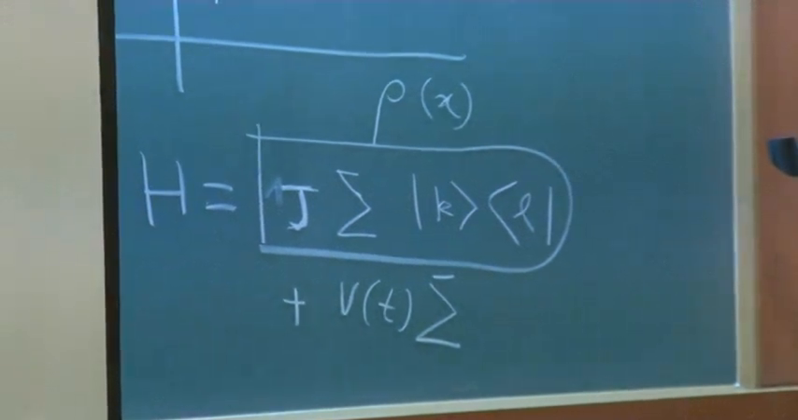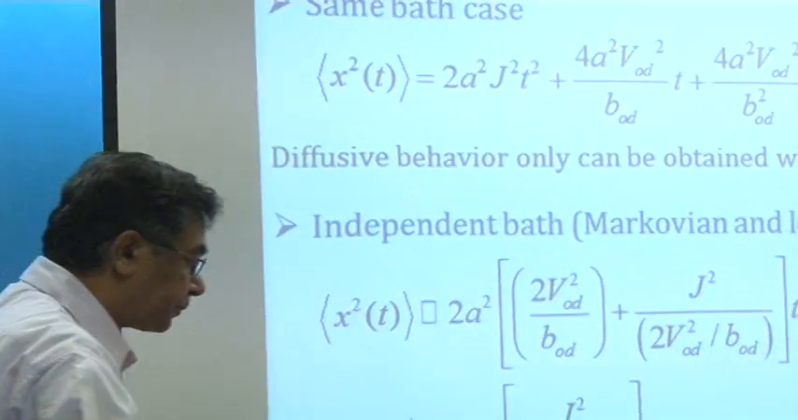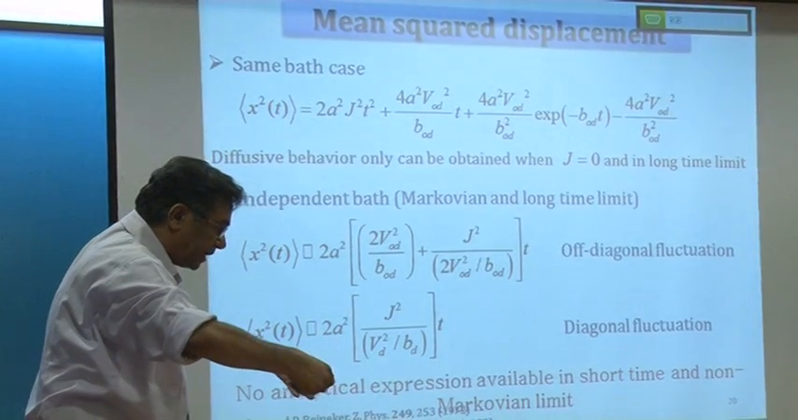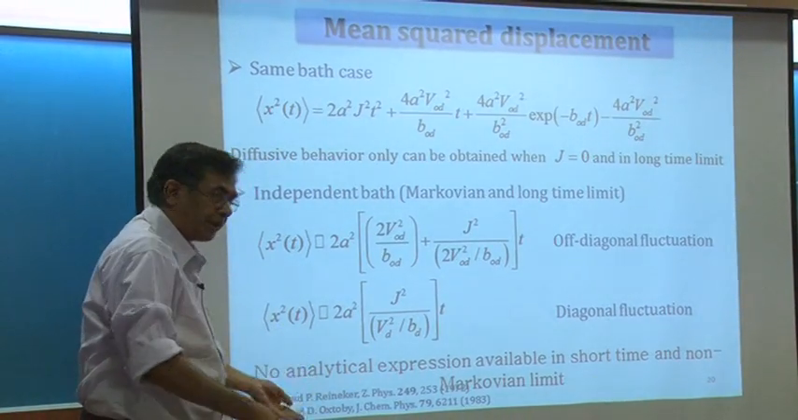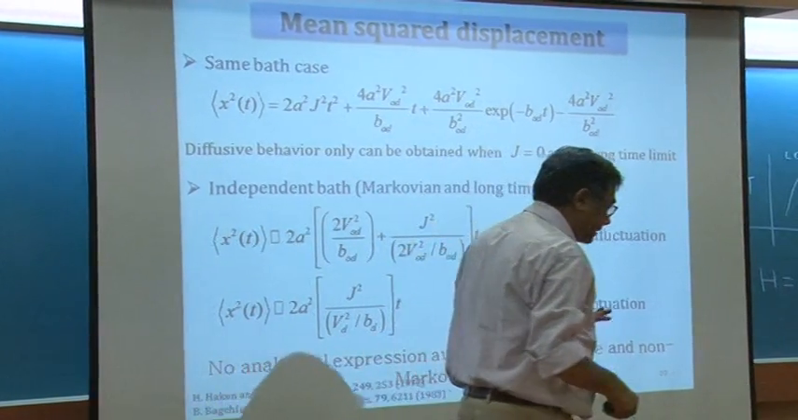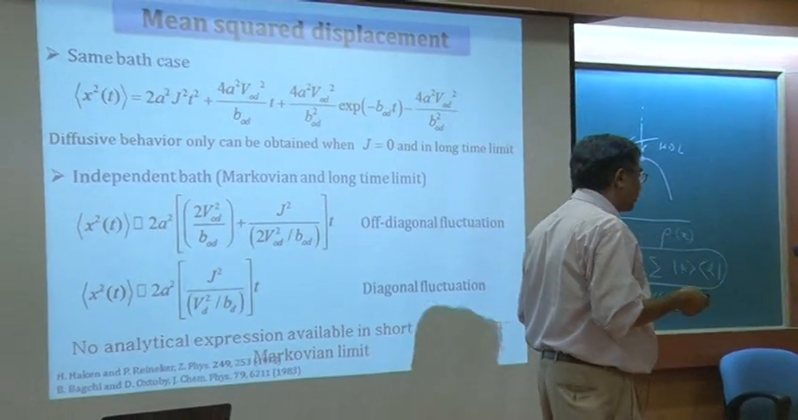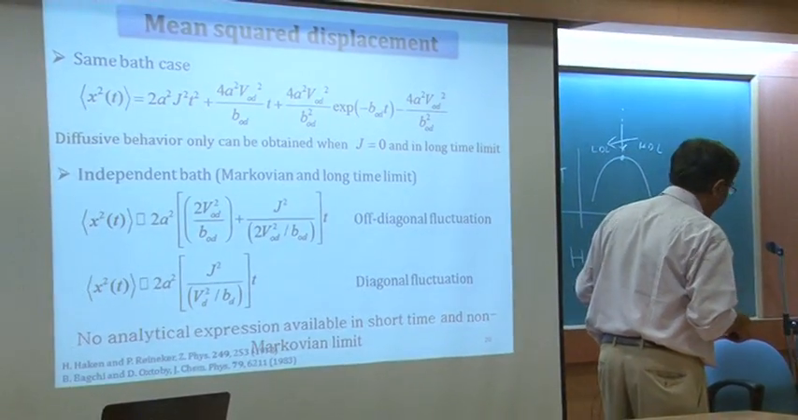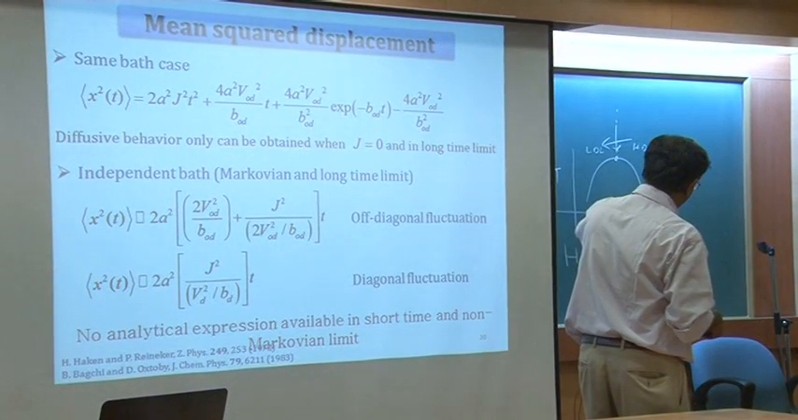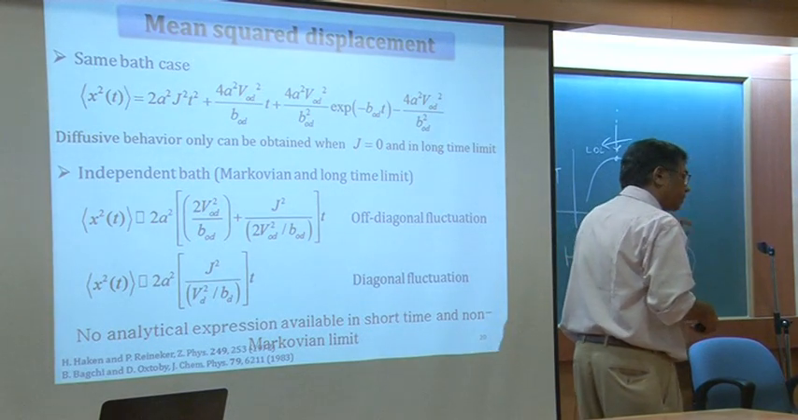look at the following thing. Your same bath means all the V_j, they are up and down together. This is an extreme, unrealistic case, but in a model. Independent bath, each of them is different. The real story is in between. There is a correlation in space, and the lack of correlation between them is the reason for the decay of coherence.